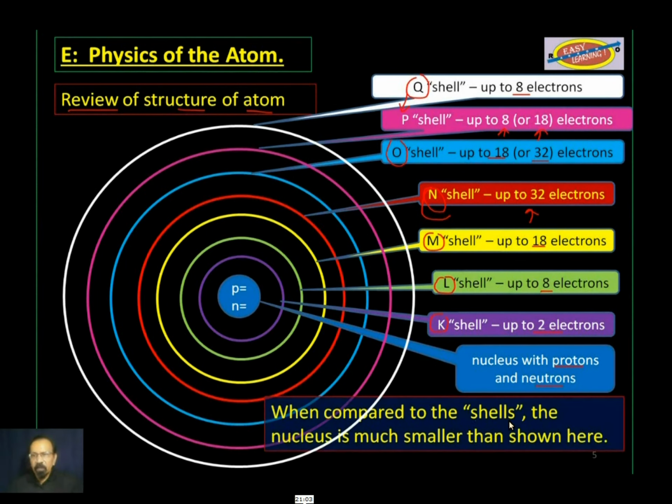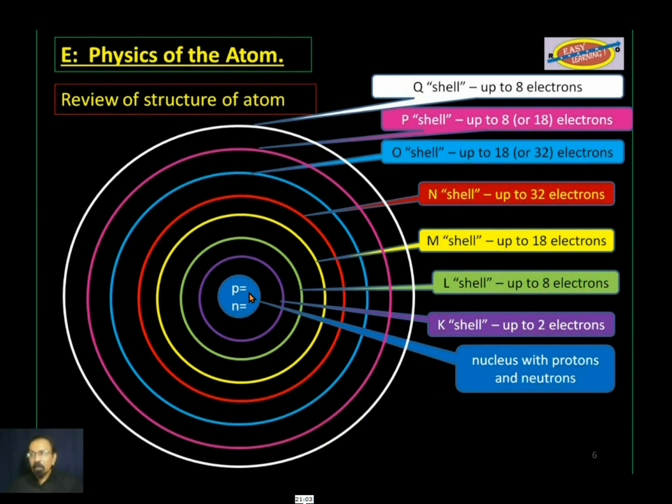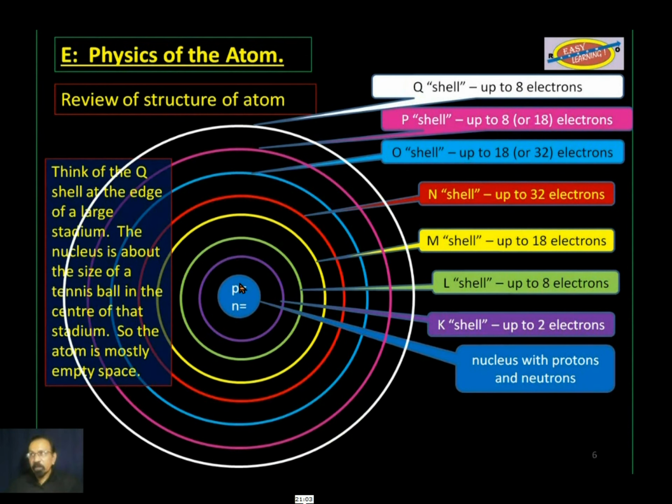When compared to the shells, the nucleus is much smaller than shown here. If this Q shell is represented by the actual drawing here, then that nucleus is just something about the size of a full stop. To emphasize that point, if you think of the Q shell at the edge of a large sports stadium, then the nucleus is about the size of a tennis ball in the center of the stadium, which means that the atom is mainly empty space.